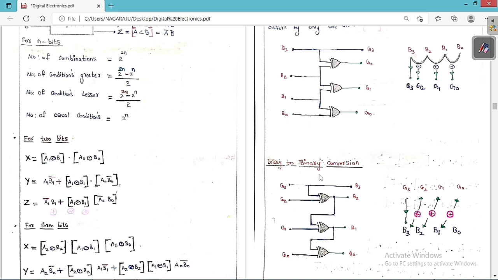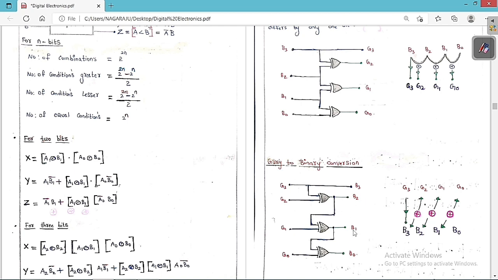Suppose you want to do the reverse process, going from gray to binary conversion. How do you do this? You can see clearly that this circuit shows how to do the conversion from gray to binary. This is J3, J2, J1, J0. From the circuit, B3 is equal to J3, and B3 XOR J2 is nothing but B2.